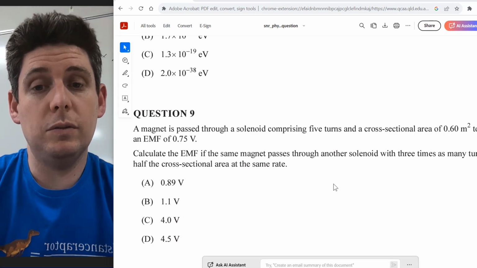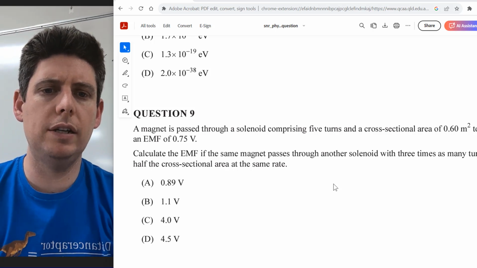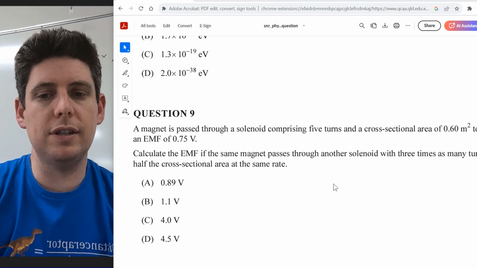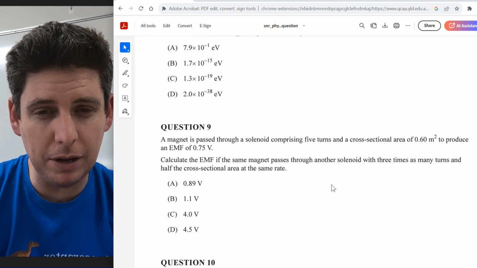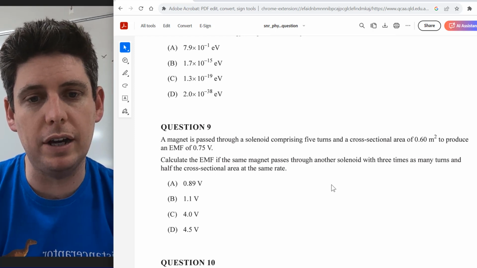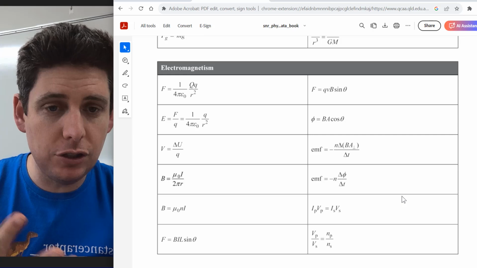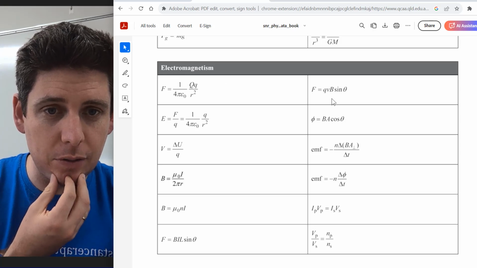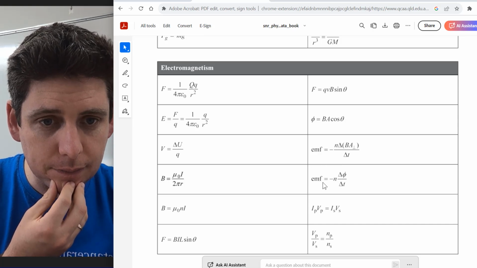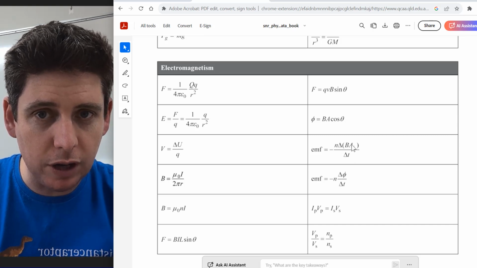All right, question 9. We have a magnet question. So we've got a magnet, solenoid, 5 turns, and then a cross-sectional area, which produces an EMF. And then it says calculate the EMF if the same magnet passes through another solenoid with 3 times as many turns, half the cross-sectional area. This looks like it's a ratio question. So the first thing you should do is jump to your electromagnetism box in your formula sheet. We've got EMF formulas here. We've got N, which is the number of turns, and A is the cross-sectional area.